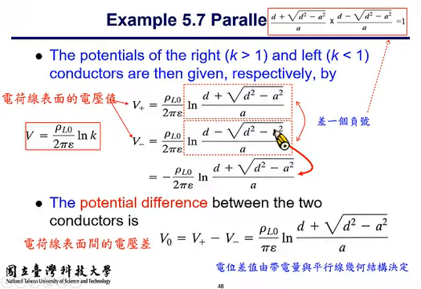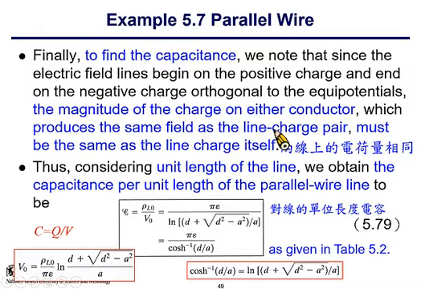So the final solution: the voltage difference between the two wires is this, and it happens to be the same as the definition of our hyperbolic cosine. This happens to be the same as the hyperbolic cosine.